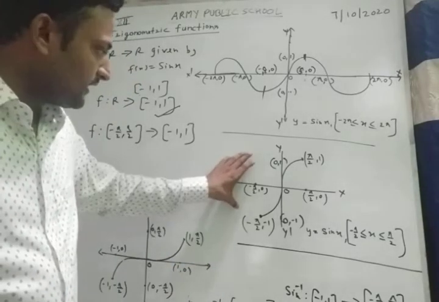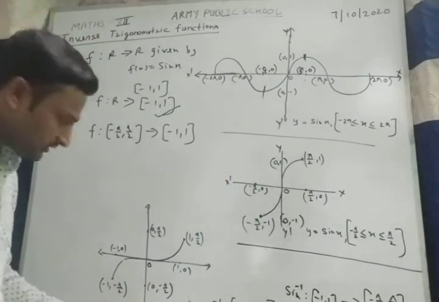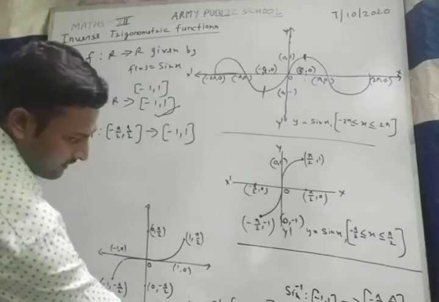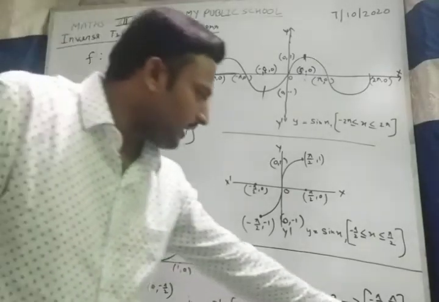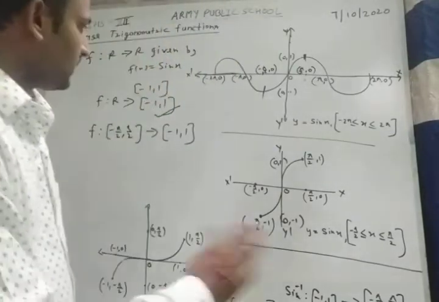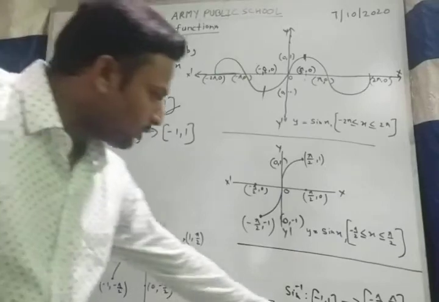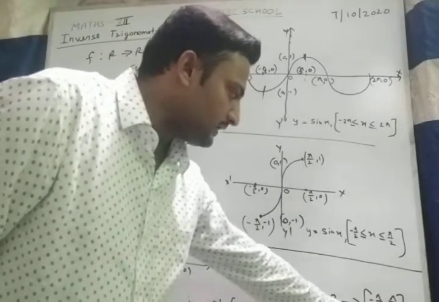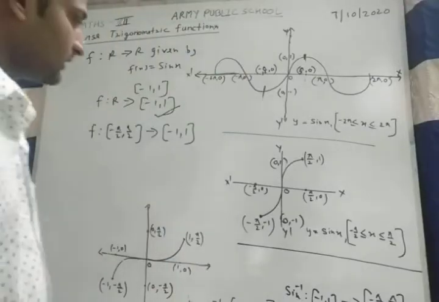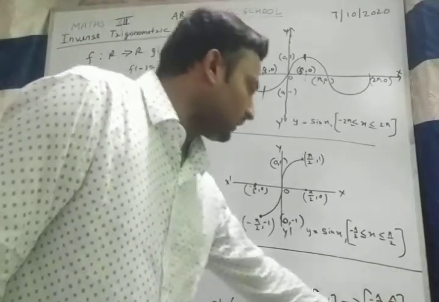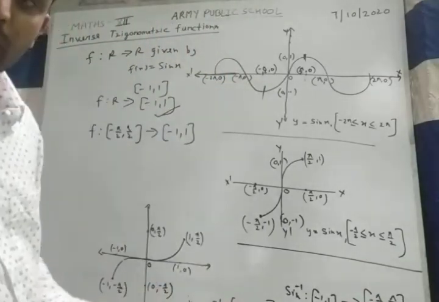After changing the coordinate axes, we get the graph of sin inverse x, whose domain is minus 1 to 1 and range is minus pi by 2 to pi by 2. So the graph of sin inverse x is this, whose domain is minus 1 to 1 and range is minus pi by 2 to pi by 2. This is called the principal value branch, in which the function is one-one and onto.